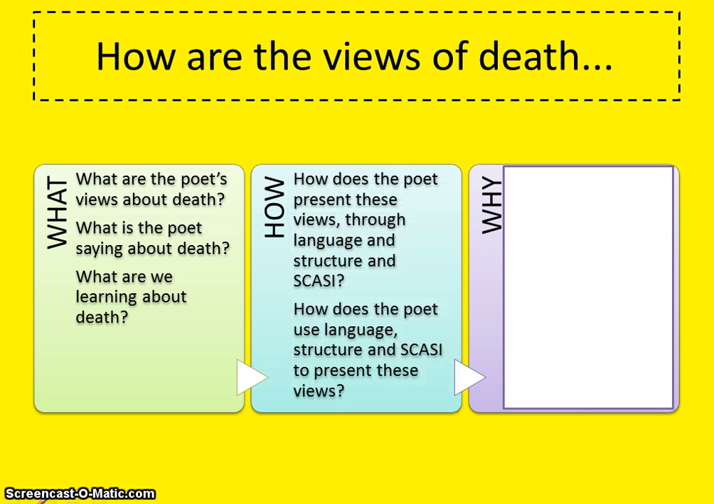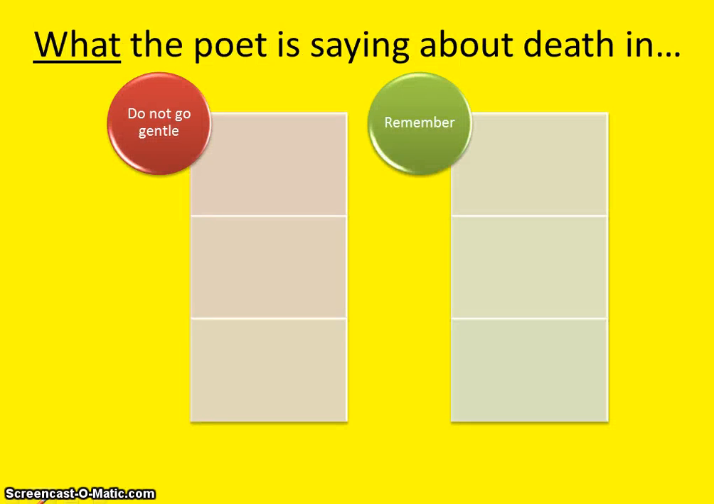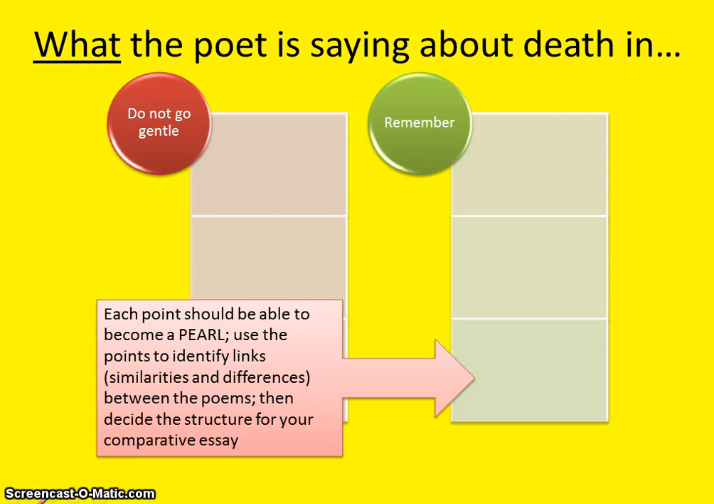Then you can look at the how. How are they presented through language and structure and SCSI? Remember, SCSI is setting, characters, actions, etc. So that hits the keywords of setting and ideas. And then you think about why. Why are those devices used? What does the poet want to present, and what is the effect on the reader? So use the what, how, why method. So what the poet is saying about death in Do Not Go Gentle and Remember. Each point that you come up with, three points, then becomes a PEARL.